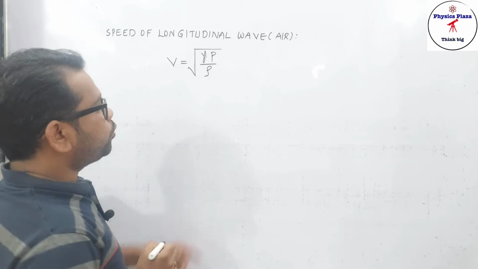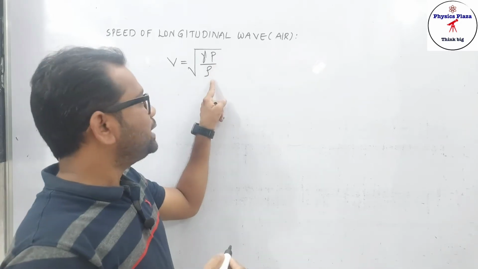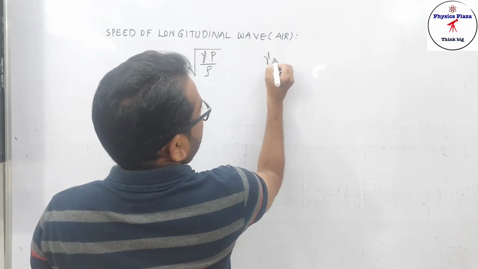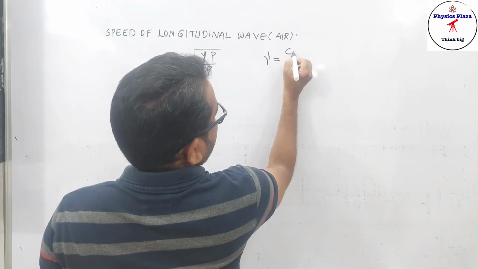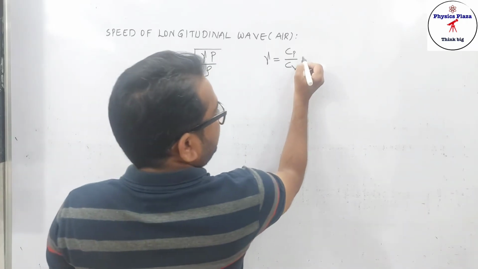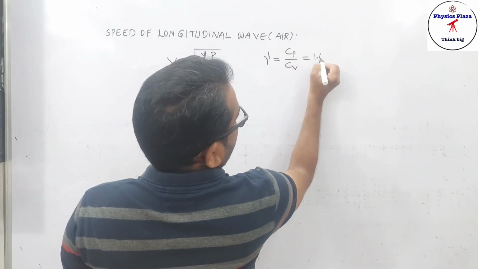Gamma P by rho. What is P here? Pressure. Rho is the density of air. Gamma, children, is the ratio of the specific heat capacity at constant pressure to the specific heat capacity at constant volume. For air, its value is 1.4.